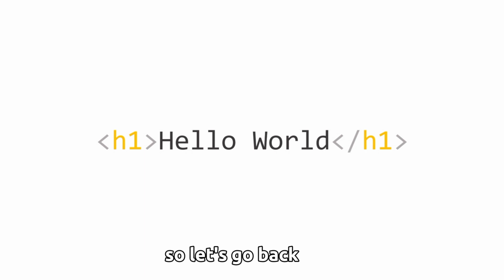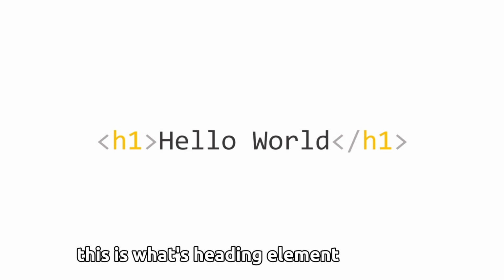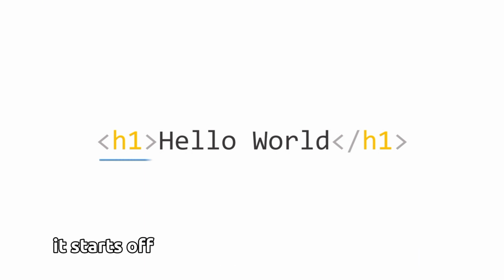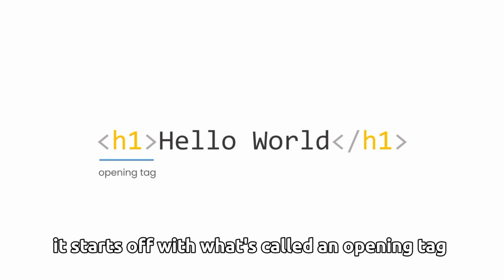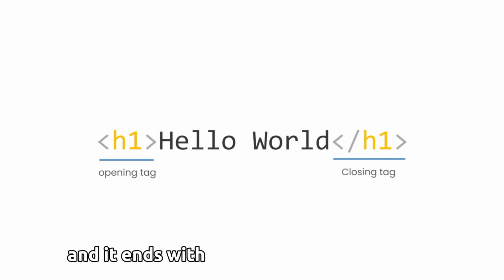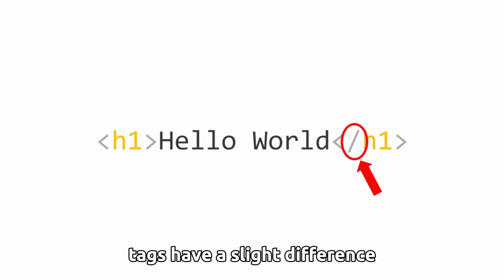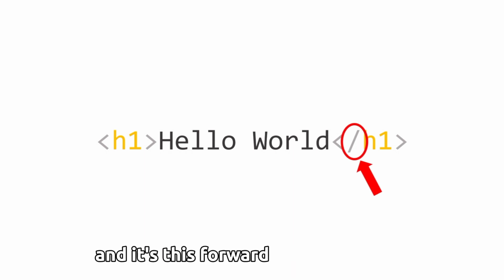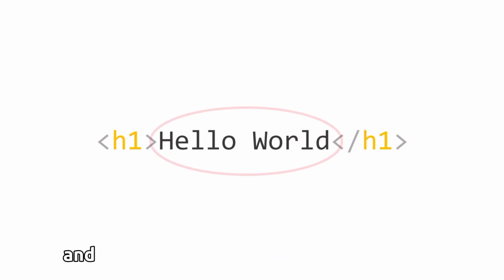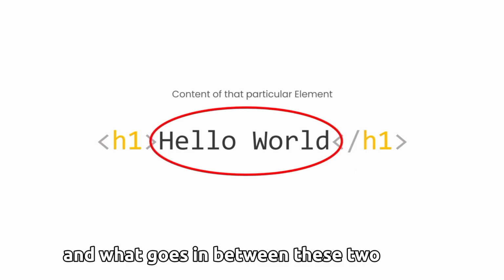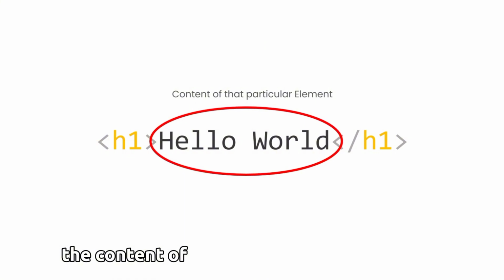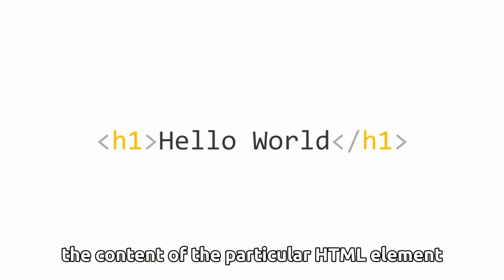So let's go back now. This is what a heading element looks like. It starts off with what's called an opening tag here, and it ends with what's called a closing tag. If we pay attention, we will notice that the opening and the closing tags have a slight difference, and it's this forward slash right here, and that's what makes this a closing tag. And what goes in between these two tags is the content of the particular HTML element.